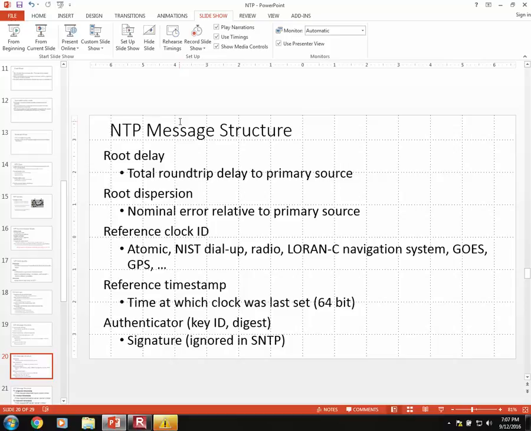Other information needed to do all your calculations includes your root delay, which is your total round-trip delay to your primary source, your root dispersion, which is your nominal error relative to the primary source, the ID of the reference clock that you're going to use, and also for calculation purposes, a reference timestamp, and authentication with a key ID and a message digest, and a digital signature, which is ignored in the simple NTP.